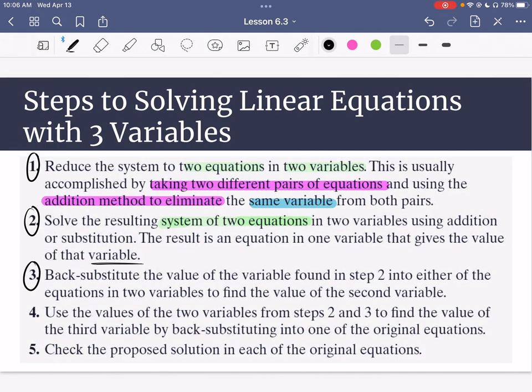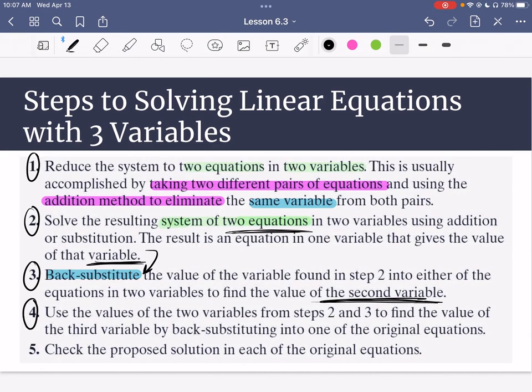Once you've done that, step number 3 is to back substitute, which just means you now take that variable and plug it back in for the value in the variable from step number 2. So you go back to one of your equations, and again, this will all make a little bit more sense when we do examples. You'll plug it back in to one of the two equations that just have two variables in them, and then you'll find the value of the second variable. So you may have found x in the first one, and then you'll find y or z.